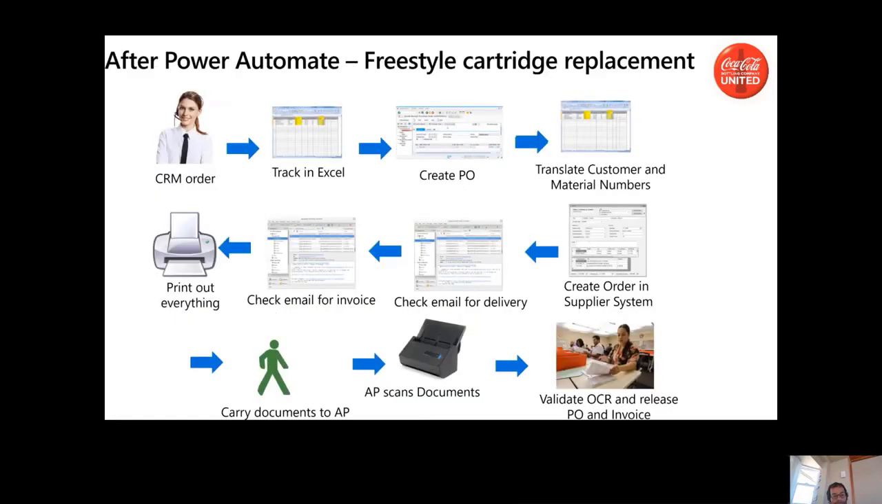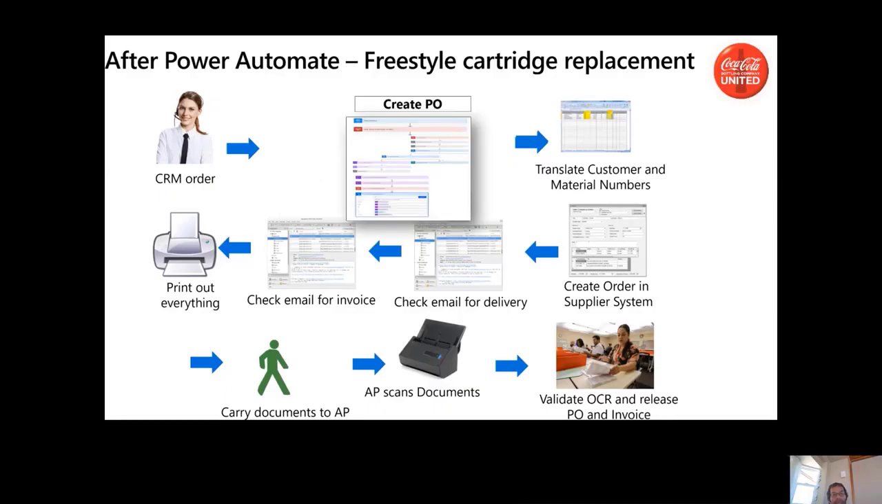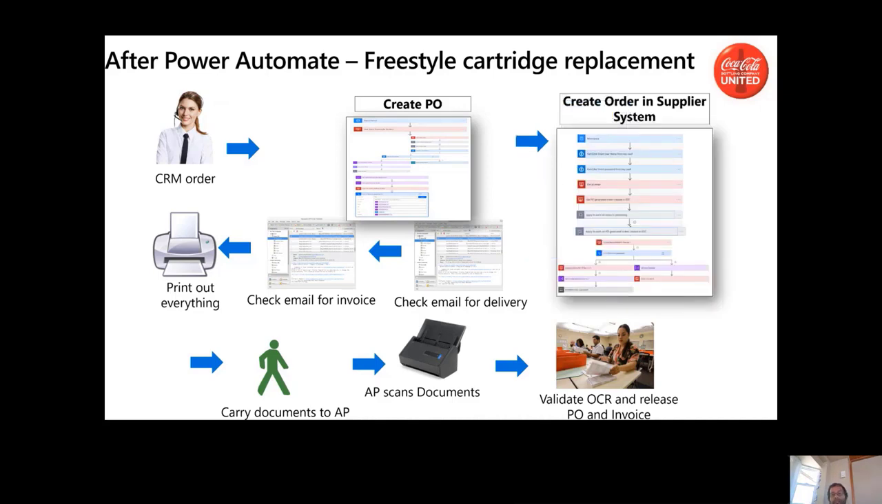After Power Automate, this is what they did. They built a bunch of flows as a solution. They built a first flow, which creates a purchase order in SAP, which gets triggered on a schedule and pulls in data from SQL. The second flow creates an order in the supplier system. This is a flow again that gets triggered on a schedule, reads the secrets from Key Vault, and then executes a UI flow that automates a website.